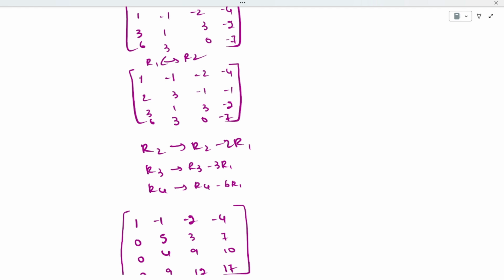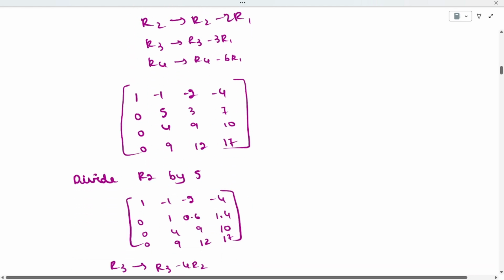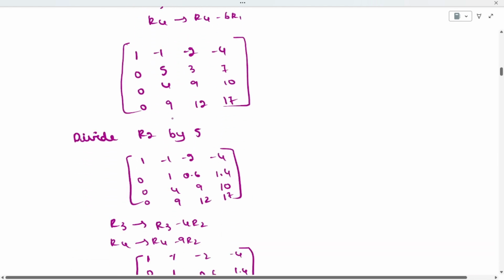0, that is R2 minus R1, and here also you will do all the transformation for R3, that is R3 minus 3R1, and for R4, R4 minus 6R1. Then you will get it as this. Now in order to make this 5 as 1, you have to divide it by what? 5. You will make it as 1. Okay, now you will divide that by 5. Again you will get some values.